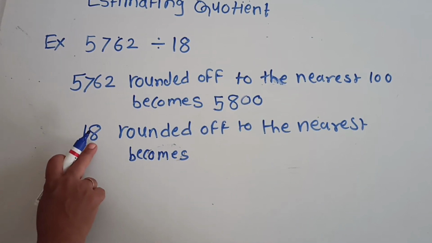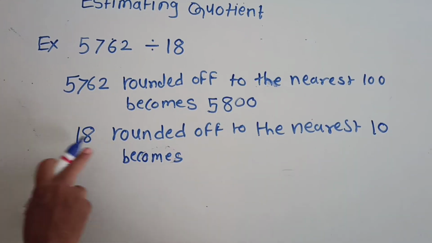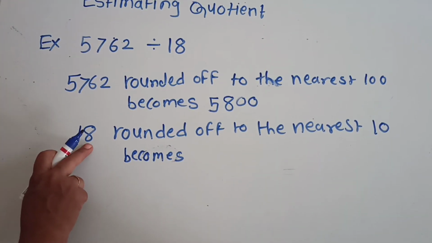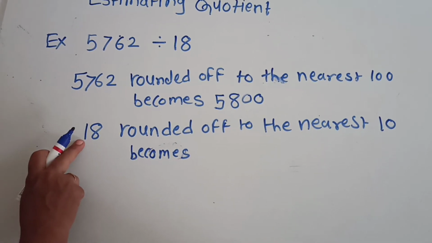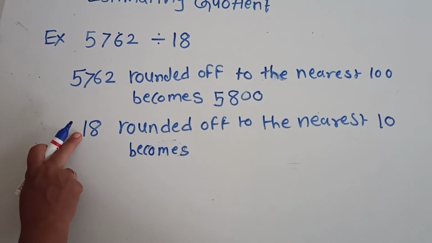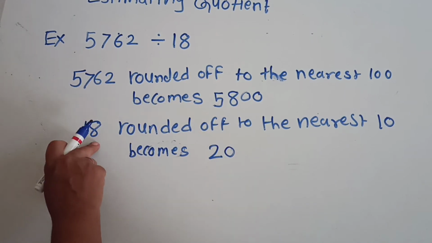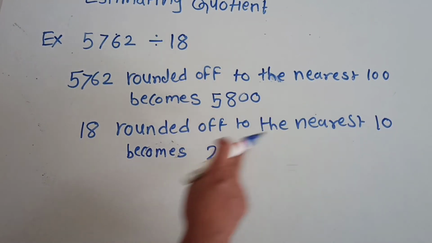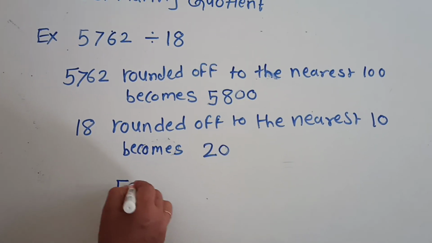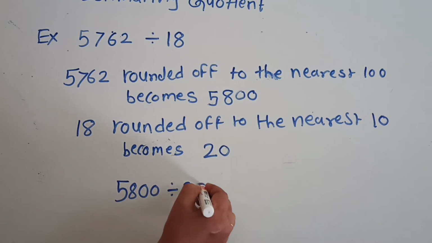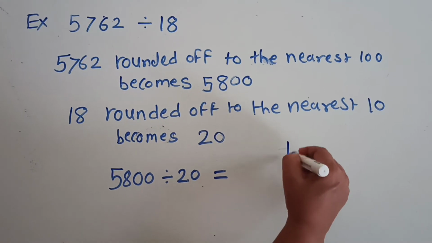And this 18 rounded off to the nearest 10 becomes, see here, nearest 10 means the ones place is 8 and it is more than 5. So we have to add one in the tens place, and the ones place is 0 and the tens place is 2. So 18 rounded off to the nearest 10 becomes 20. So 5800 divided by 20 is equal to, and when we do this division, look here.